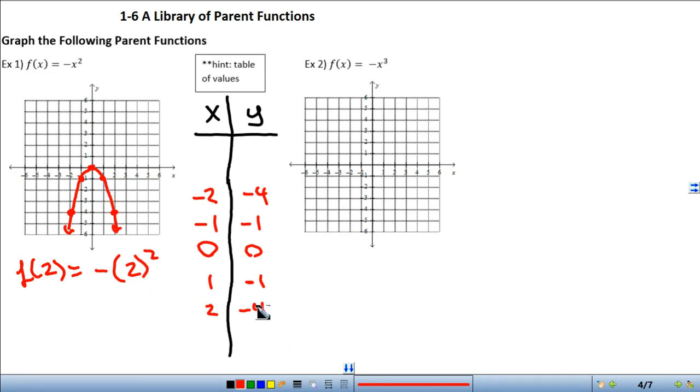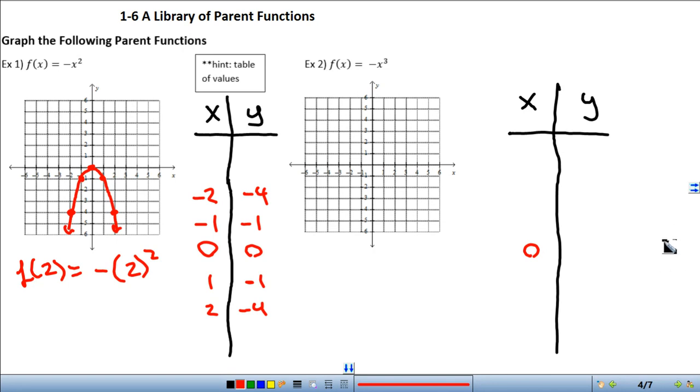Okay, so it opens down. That's a parabola. That's what you're going to do. So if I graph this one again, make your table of values. I've got X, I've got Y. I'm going to make my T-chart. I'm going to start at 0 just because I like to start at 0. So when I plug in 0, f of 0 equals negative 0 cubed, and that ends up being negative 0, which is 0. So boom, 0, 0.